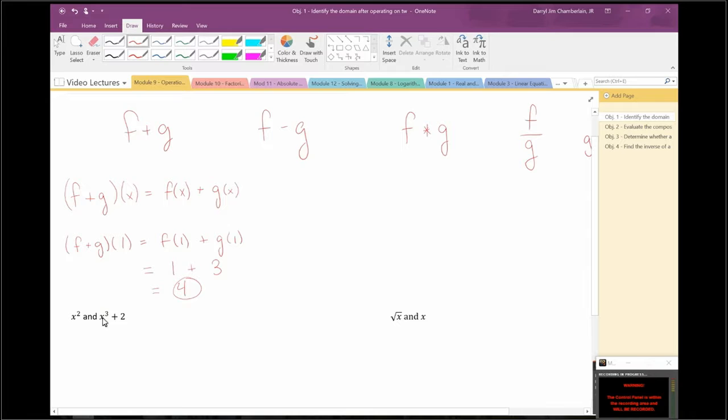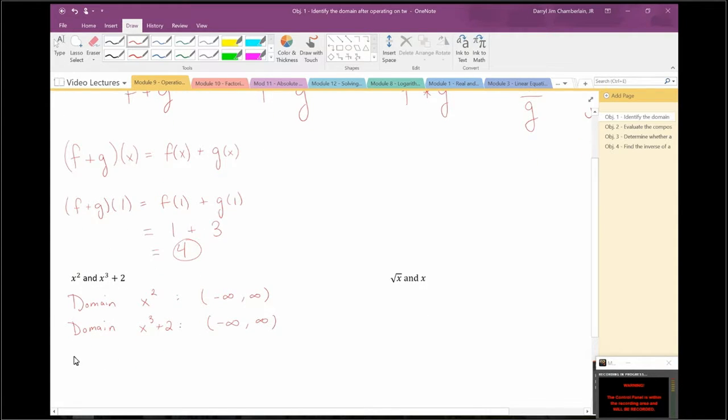So let's take some examples. If we have x squared plus x cubed plus 2, the domain of x squared is negative infinity to infinity. The domain of x cubed plus 2 is also negative infinity to infinity. And so if we add them, subtract them, multiply them, this new domain is still going to be from negative infinity to infinity.